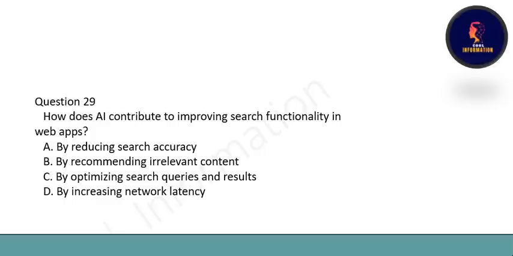Next one, how does AI contribute to improving search functionality in web apps? Option is by reducing search accuracy, by recommending irrelevant content, by optimizing search queries and result, or by increasing network latency. So when we talk about the improvement of search functionality in web apps, it will be by optimizing search queries and result. Option C is correct.